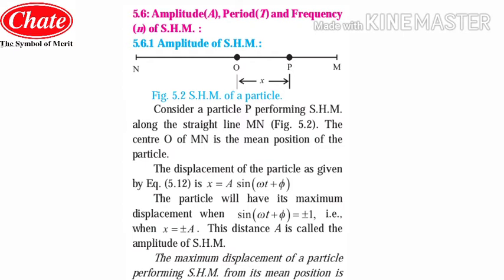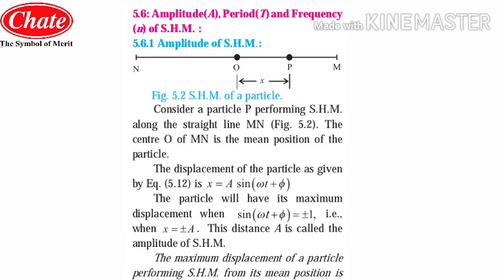Now the particle will have its maximum displacement when sine of omega t plus phi is equal to 1. That is, when x is equal to plus minus a, then the particle will be performing the maximum displacement. This distance a is called the amplitude of the SHM. The maximum displacement of the particle performing SHM from its mean position is called the amplitude. So this is the introduction for the amplitude, and this is the entire consideration for the diagram.